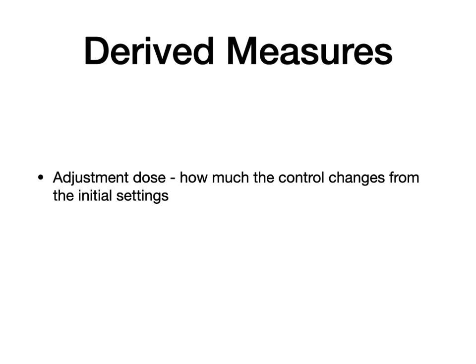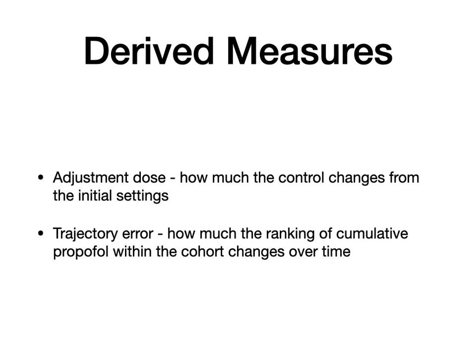Two derived measures are proposed. An adjustment dose, which is how much the control changes from the initial settings, and the trajectory error, how much the ranking of cumulative propofol within the cohort changes over time.